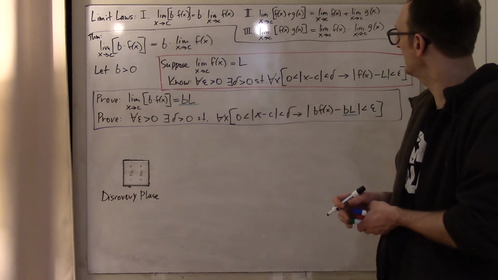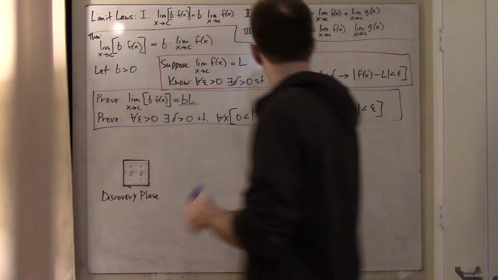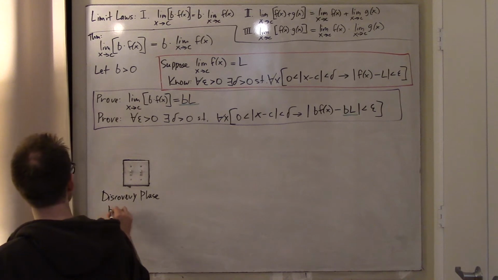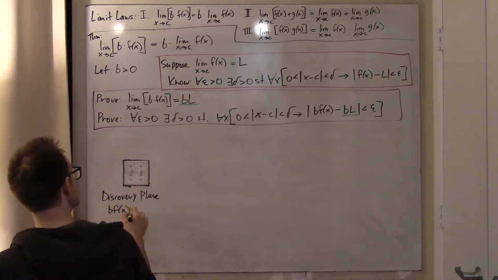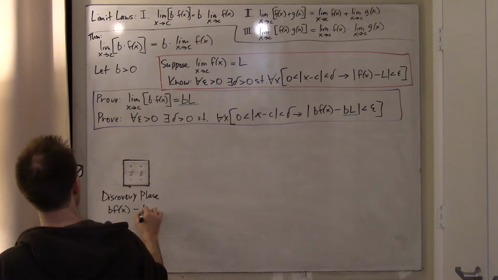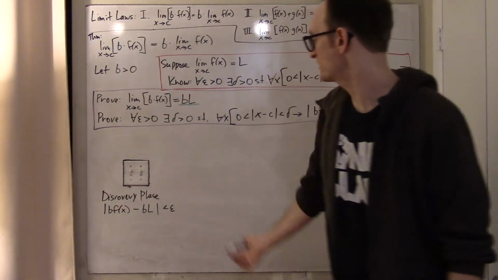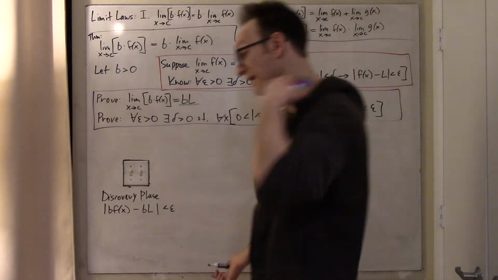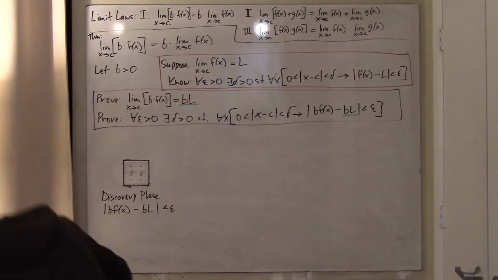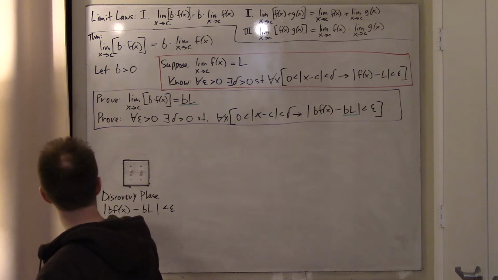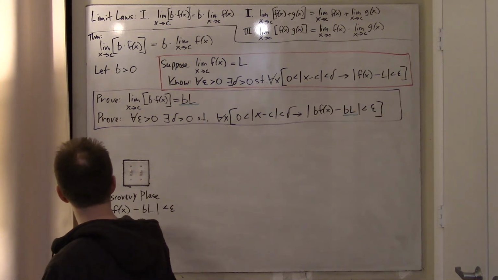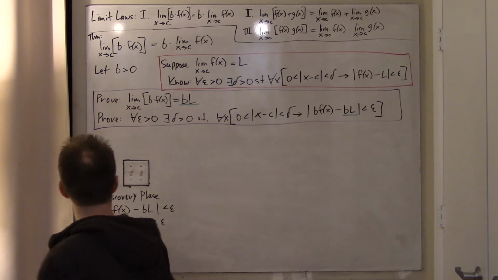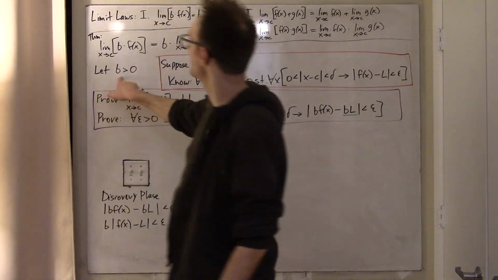But ultimately, this is what I need to prove, right? That the gap between b and the difference between bf of x and bl, I have to show that that is less than epsilon. Okay, how am I going to do this? Well, there's an obvious algebra thing to do here, which is to factor out the b. If you factor out the b, then you get b times the absolute value of f of x minus l is less than epsilon. And here I'm using the fact that b is positive.